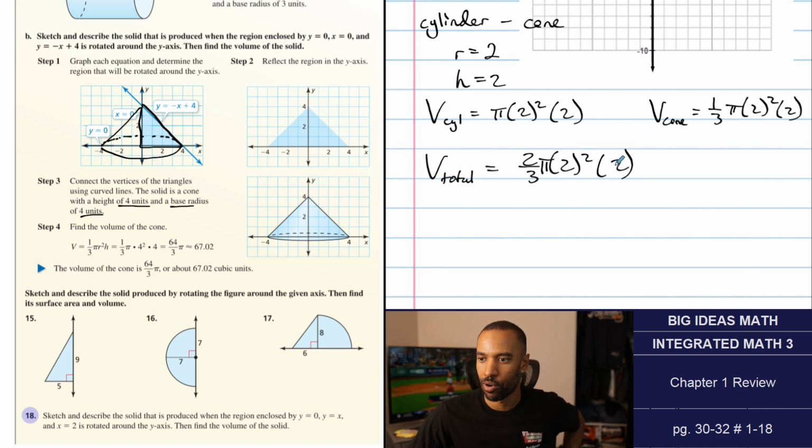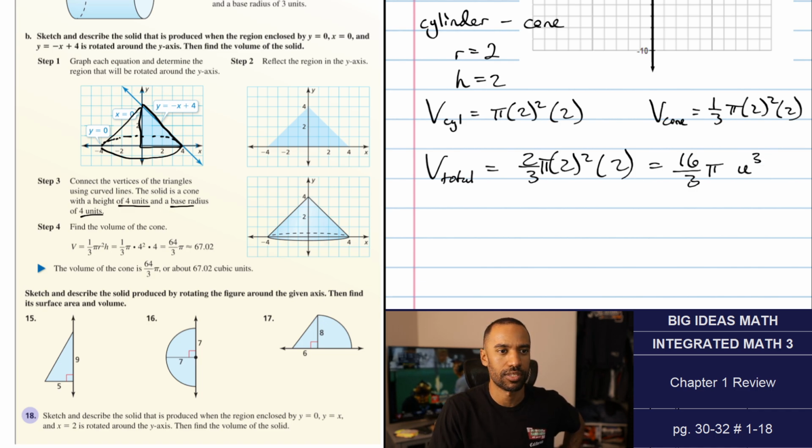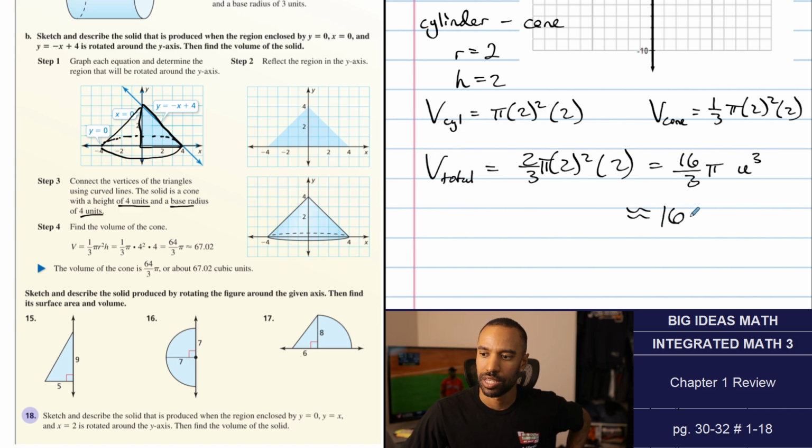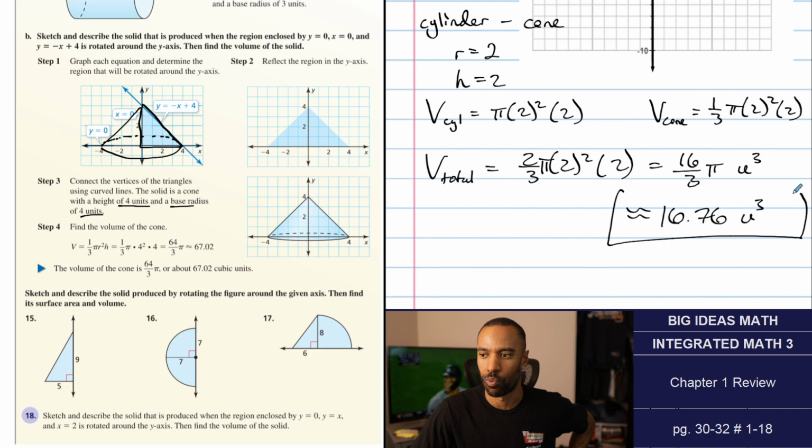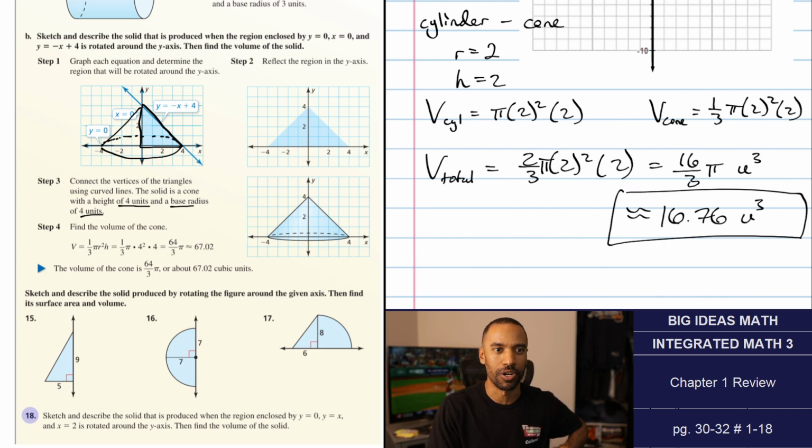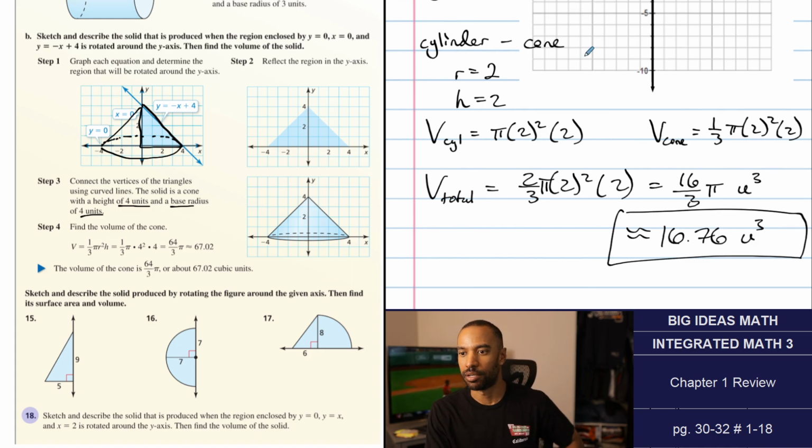2 squared is 4, times 2 is 8, times 2/3 is 16/3. We get 16/3 pi. This is cubic units, and it'll probably be a little more than 16. 16/3 pi is 16.76 cubic units. So it depends on how you want to work out finding the volume. I did it in the way that I did it. And yeah, you'd be done.